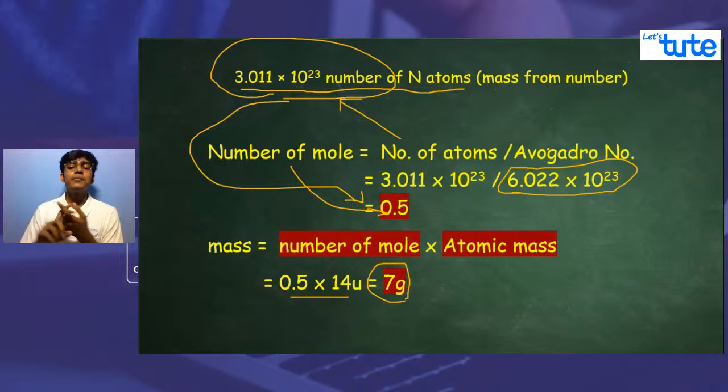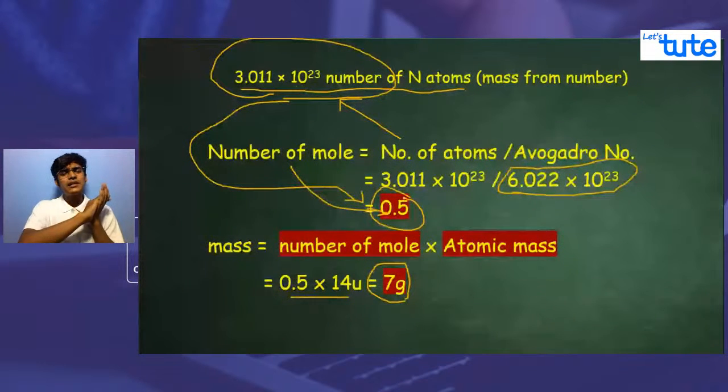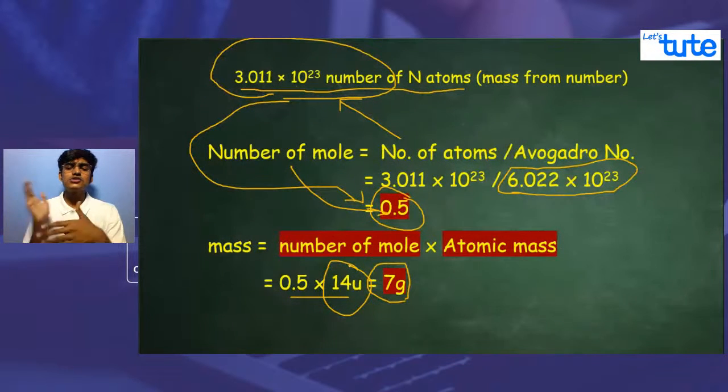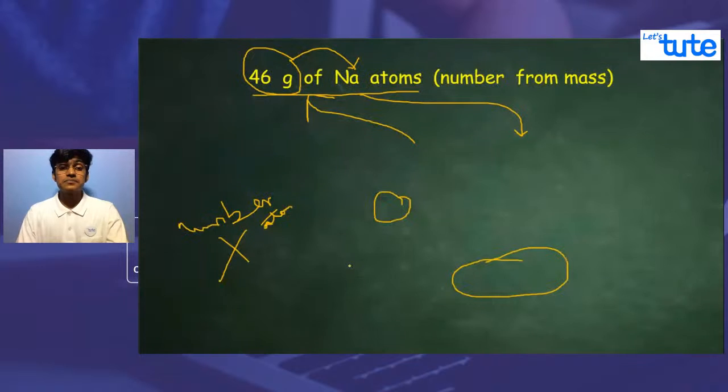What is the Avogadro number? 6.022 into 10 raised to 23 is the Avogadro number. So if you divide by the Avogadro number, you will get the number of moles, and then you simply multiply the number of moles by the atomic mass of the given element. The atomic mass of nitrogen is 14, so we multiply by 14. So 0.5 multiplied by 14 gives you 7 grams.